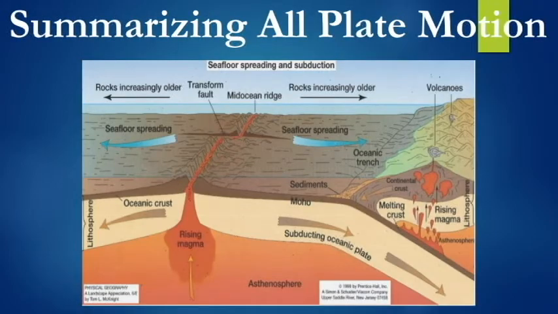All right, again, this is another diagram just summarizing all of plate motion. We see divergent plates splitting apart. We can see subduction at a convergent plate boundary. We can see an ocean trench. We can see a volcano forming just adjacent to the ocean trench, right next to it, and we can also see a transform fault.